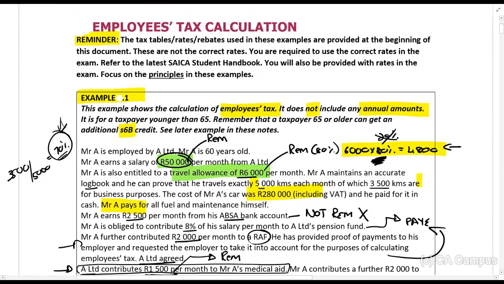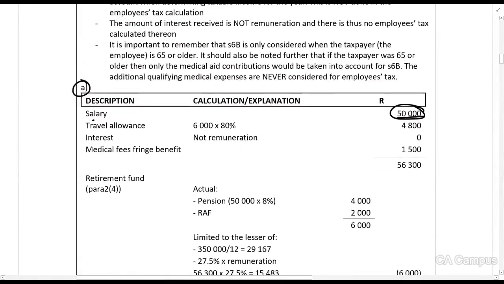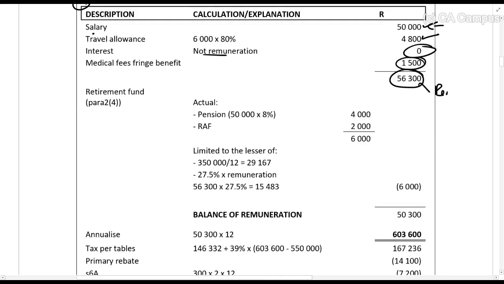The travel allowance is 6,000. 80% of that travel allowance is remuneration. Can you see there, guys? I'm not saying here at the moment 50,000 times 12. Because if this was the month of March, let's say you are now the employer and you are sitting in the month of March, you would have to do this because this is the only information that you have available. You know we've paid them 50,000 rand so far this year. So there's the travel allowance. The interest, can you see, is nothing because it's not remuneration. There's the medical aid fees fringe benefit. Right, this gives us 56,300 rands. Now that is all remuneration. We then do our retirement fund deduction.